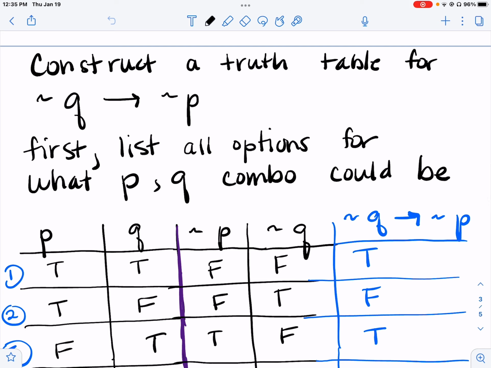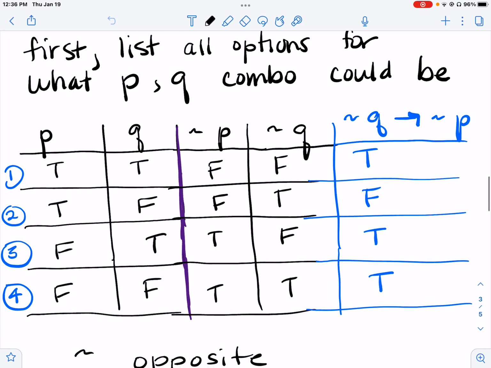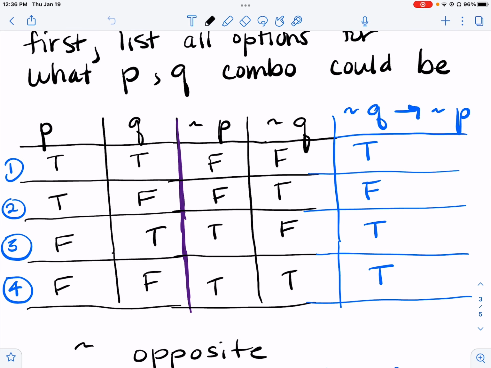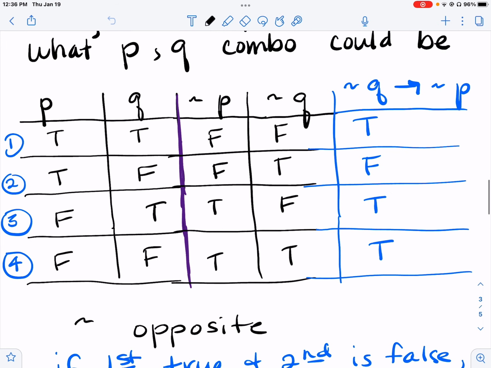Now we're going to have what's called a truth table, given different scenarios for P and Q. So to find out what not Q, then not P is, first we need to list all the combinations for P and Q. They're both true, or one is true and the second one's false, or the first one's false and the second one's true, or they're both false. Remember the squiggly means the opposite. The opposite of true is false. The opposite of false is true.